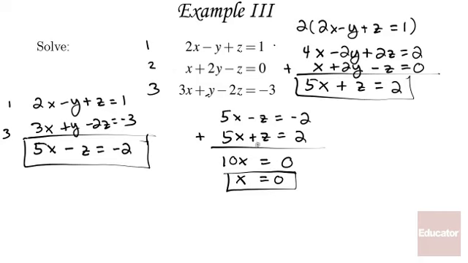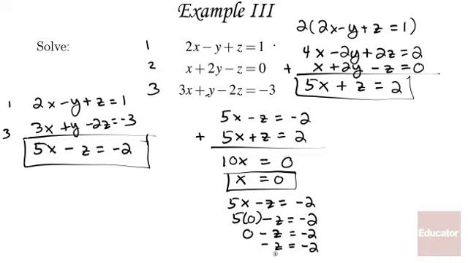Since I know that x equals 0, I can substitute into either of these to solve for z. So 5x minus z equals negative 2. So 5 times 0 minus z equals negative 2. 0 minus z equals negative 2. Negative z equals negative 2. Divide both sides by negative 1 to get z equals 2. I have my second value. Okay, so I know x, I know z, I just need y. I'm going to solve for y. I could use any of these. I'm going to pick the top one. So solve for y.